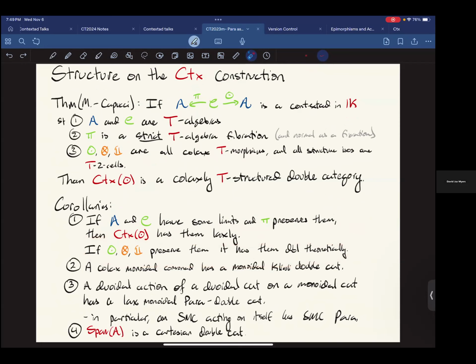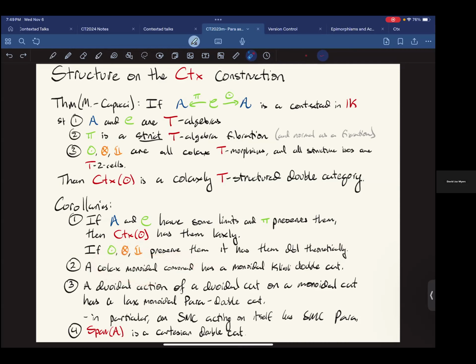So if all the other structure also preserves them, so it's not just the action, but also the tensor and the one, that's the preserved limits. Then the resulting double category will have it double theoretically. This occurs in the span case. So it lets you construct the double limits in span like this. So a colax monoidal comonad, right?